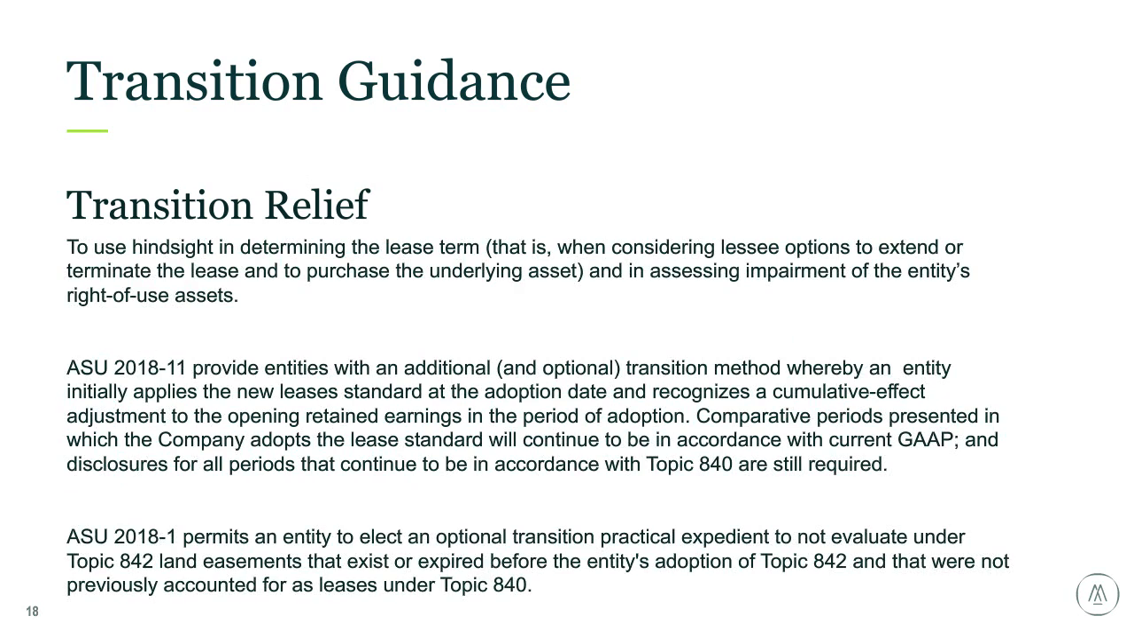Some other transition relief: you have the ability to use hindsight in determining the lease term. And like I said, you'll have an option to record a cumulative effect adjustment to opening retained earnings in the period of adoption instead of going backwards and restating those prior periods. And finally, if you've got land easements, and let's say in the past you did not record those under the old lease guidance, you won't need to go back and reassess those land easements in terms of whether you have a right of use asset there.